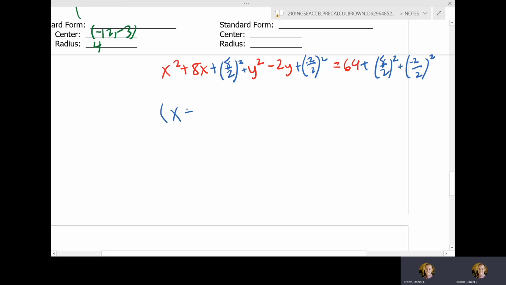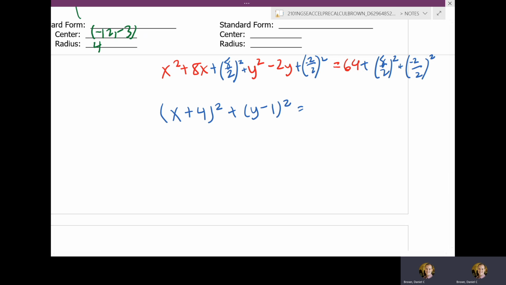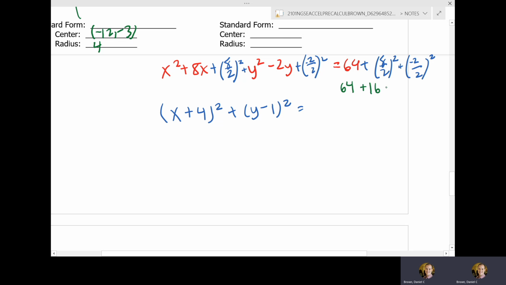So I get x plus 4 squared plus y minus 1 squared is equal to, my constants, I have a 64 plus 8 divided by 2 is 4, squared is 16, plus a 1. And then I can just add those together to find my radius. 64 plus the 16 plus 1 is an 81. So the radius is 9, and my center of the circle is negative 4, comma 1.